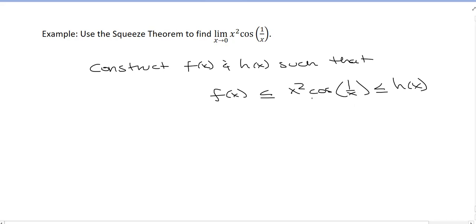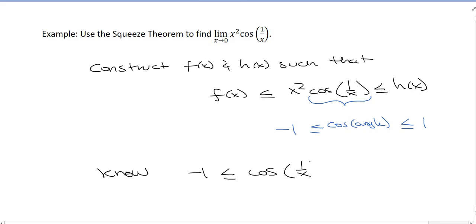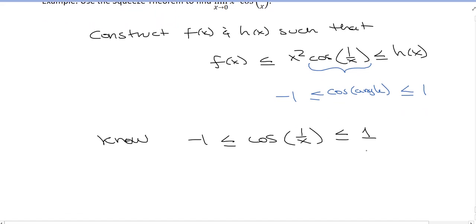So I know trig functions, cosine and sine. I know that cosine of an angle is always going to give me values that are no more than 1 and as low as -1, right? So I know that cosine of any angle is going to be between -1 and 1. So I can use that to start. So I know -1 is less than or equal to cosine of 1 over x, right? Regardless of the angle, my values of cosine are always going to be between -1 and +1.